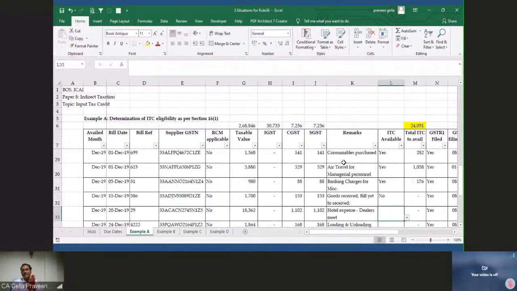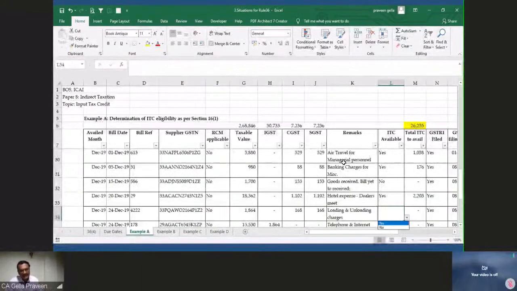Hotel expenses, dealers meet. Now, this is a business expense for dealers. My business gets enlarged when there is a meet arranged in a particular hotel. So again, I'm saying to other friends who have said no, just restricting to Section 16 provisions till now, I would say yes.